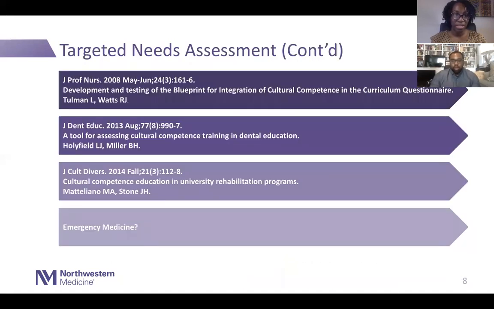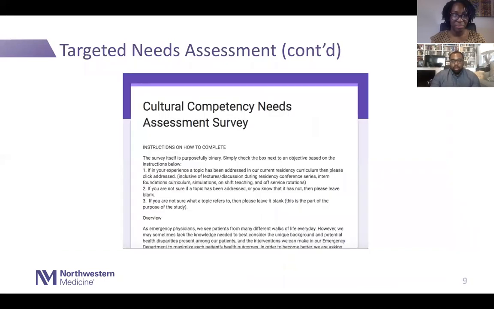Now, not only has the TACT been used in medical schools, but it's been adapted in multiple other areas, such as nursing education, dental education, and even rehabilitation programs. And so we thought, why can't we adapt it for use in emergency medicine? And we did. We were able to make very minor modifications to the TACT survey so that we could utilize it to better address the needs of emergency medicine residents and faculty.